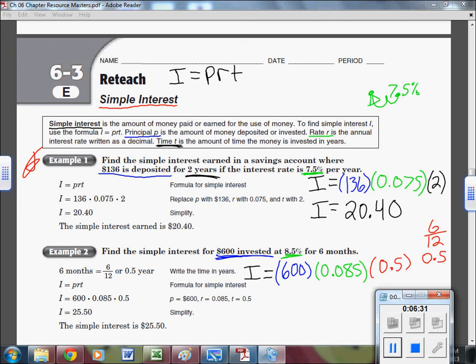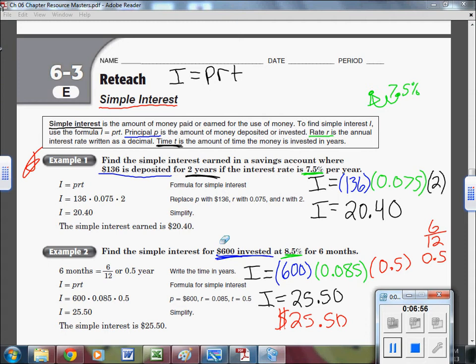How much interest did we earn from this investment? So multiply all of these together. And if you multiply all of them together, interest, that is going to equal 25.5. We're talking money, so that's $25.50. And so that's how much money you earned on this investment. You earned $25.50. That's how much you made on top of the $600.